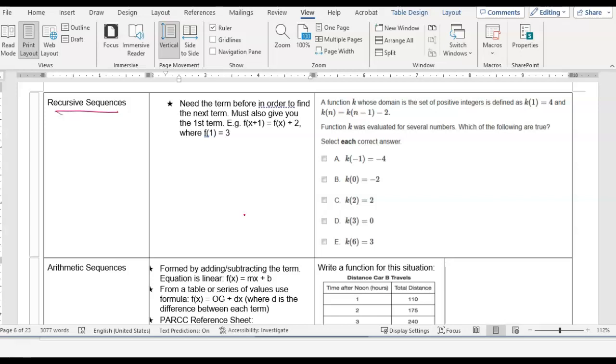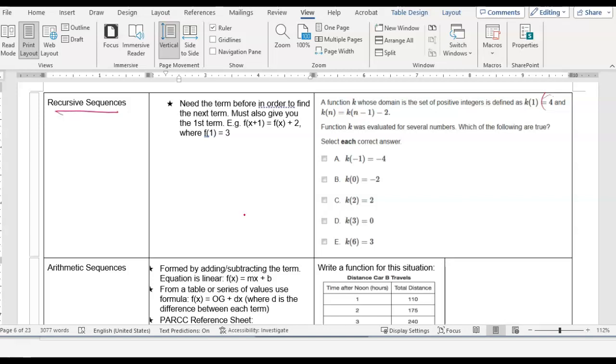So a function k whose domain is the set of positive integers, okay, which means the inputs are only positive integers, has k of 1 equals 4, and k of n equals k of n minus 1 minus 2. So it's asking you, if we were to input k of 1, we would get 4, right? So then it's saying k of n minus 1 is looking at the term before it, and then subtracting 2 gives you the next term, right?